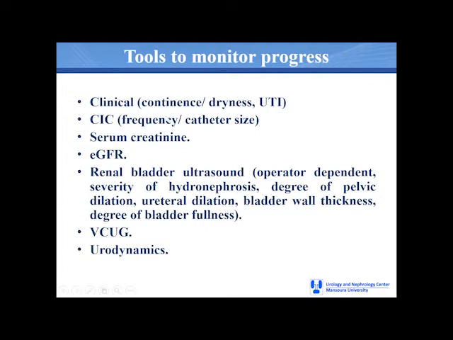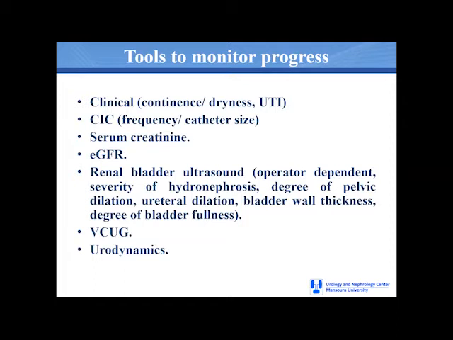In every clinic visit, you have to ask the patients if they are doing CIC adequately, how frequently they do CIC, what catheter size they use, if they are dry in between CIC, and if they have experienced a urinary tract infection.